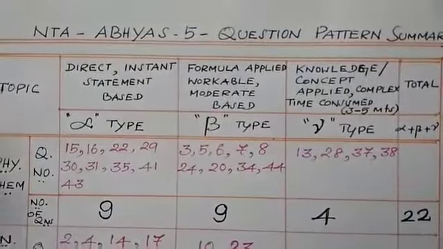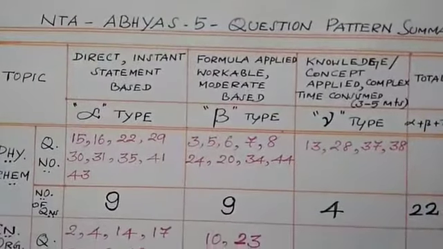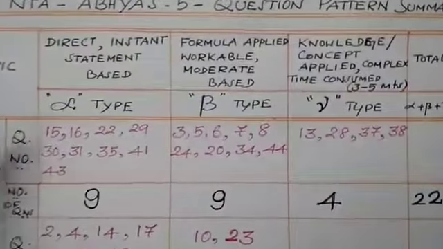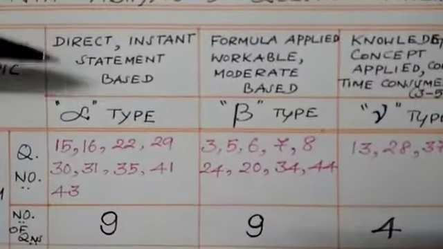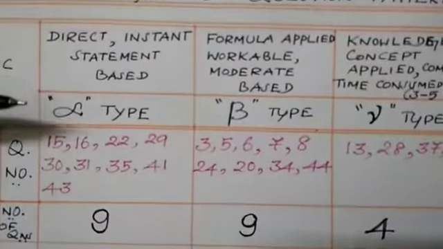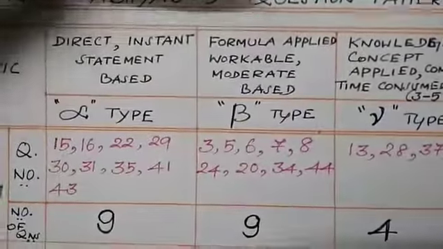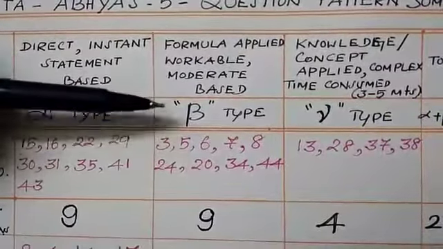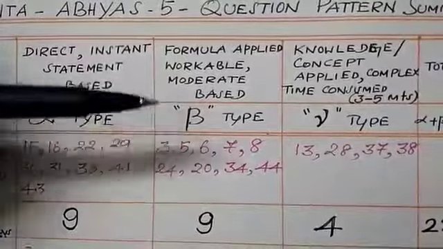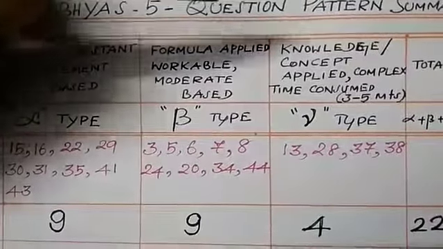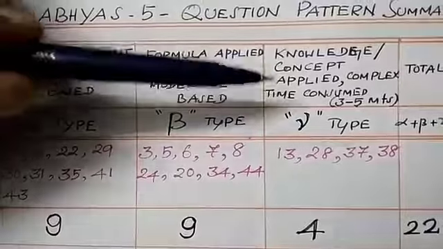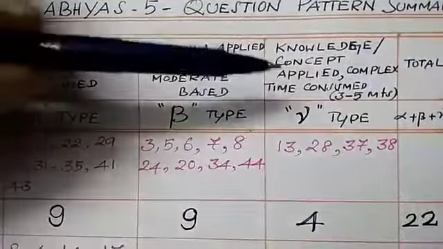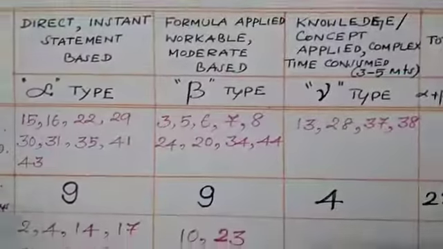Now let us go to the knowledge. Here I have segregated the 3 types of question. The first, alpha type, I am calling the direct, instant, statement based question. Then the formula applied, workable, moderate based question, which can be answered within 2 minutes, is the beta type question. The next one is knowledge, concept applied, complex, time consuming, 3 to 4 minutes only. That is the gamma type questions.